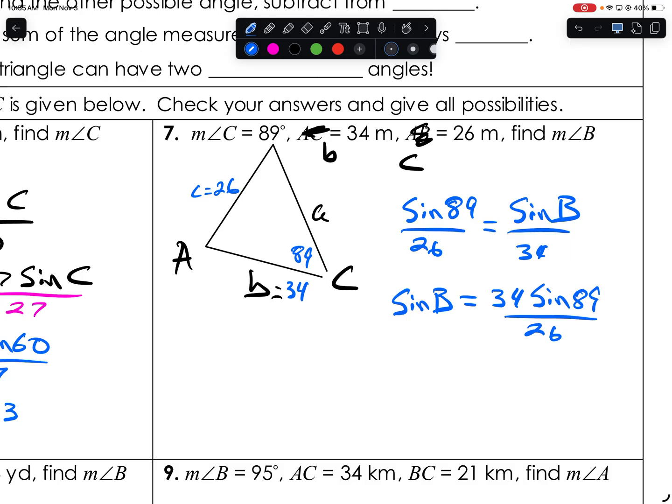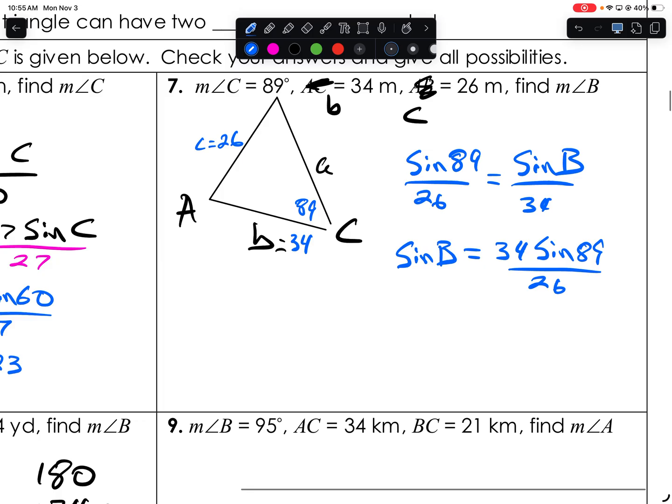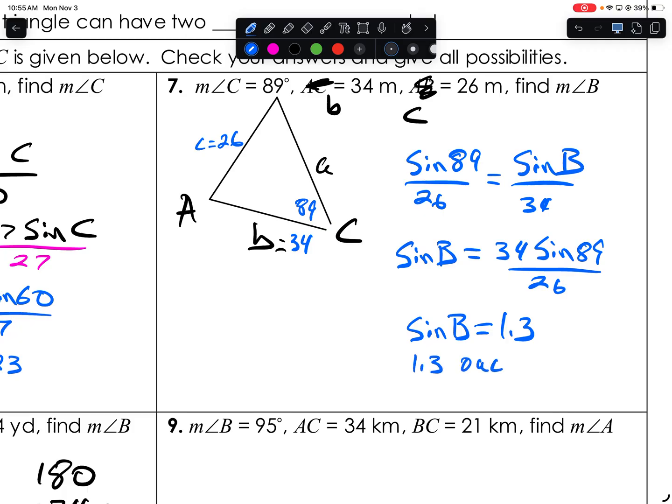We'll just finish this one first. So you should have that fraction, right? And then when you plug it in your calculator, you get like 1.3. So you get sine B equals 1.3. If you were to do inverse sine of 1.3, you would get an error message, meaning 1.3 is outside of the domain. And there's no triangle. Which means no triangle.